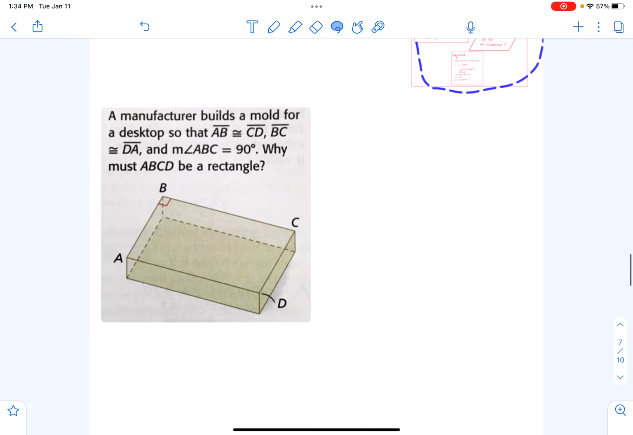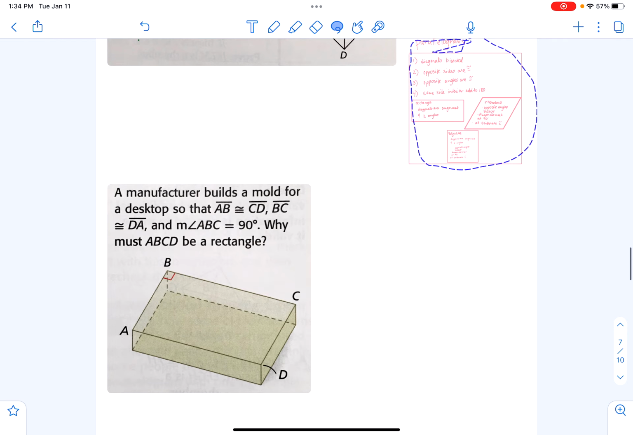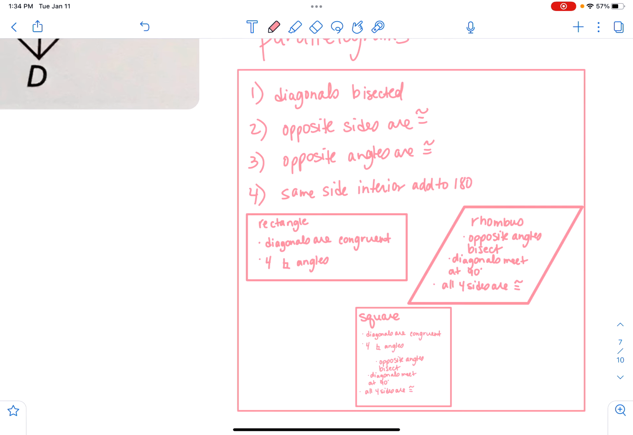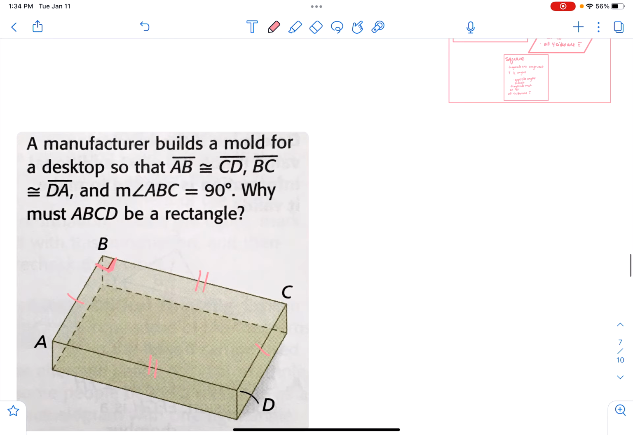Okay, so this one said, here's the desktop. They told us that AB is the same as CD, and BC is the same as DA, and then they also said this is a right angle, and they want to know why it's a rectangle. So they're basically saying, how do I know from this list that it's a rectangle? So first I have to show that it's a parallelogram.